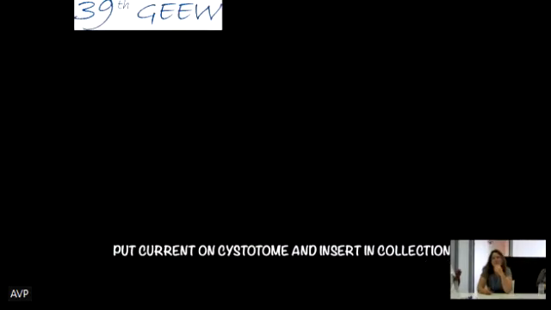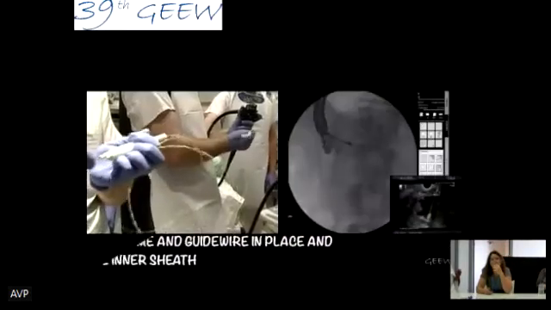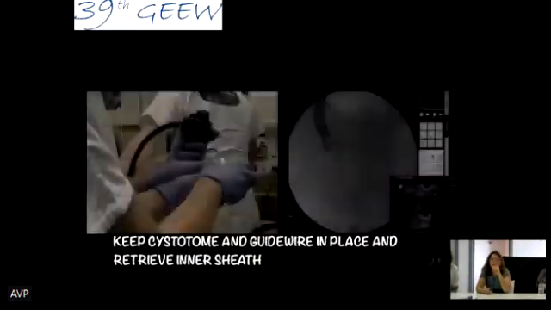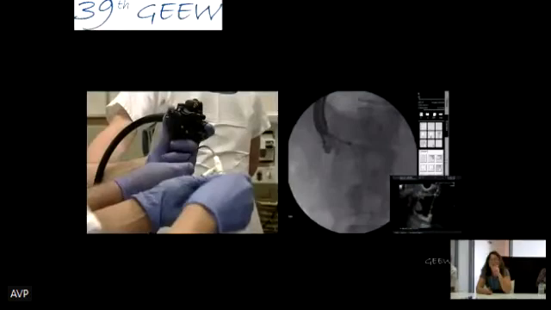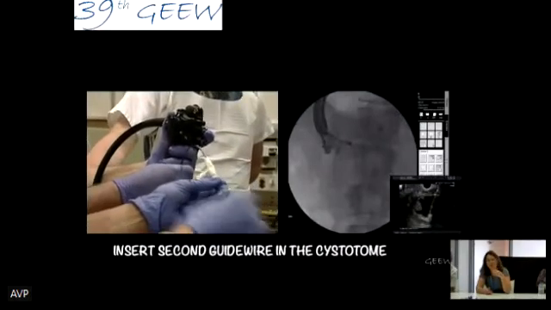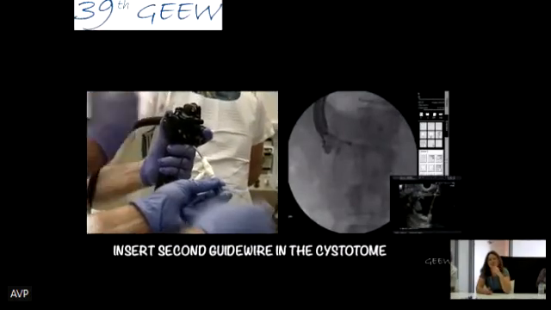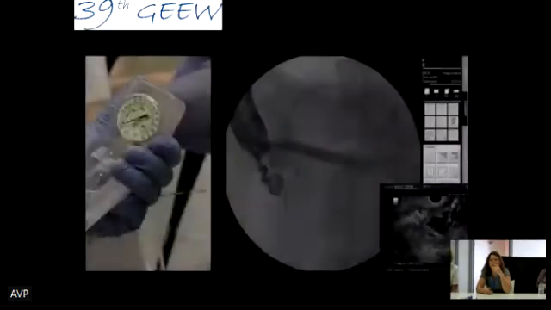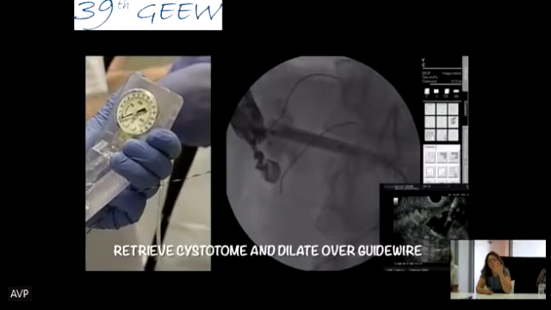No, first we put the cystotome, yes, sorry. So we push the cystotome inside, then we will take out the sheath, and then we put the second guide wire. This is in the idea of putting 2 double pigtail stents or a catheter and a pigtail stent.